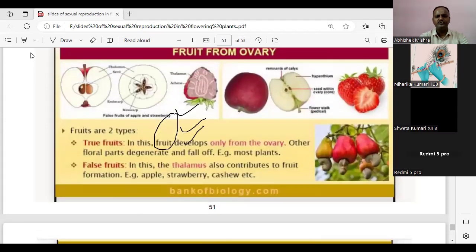There are two types of fruits. False fruit and the true fruit. If the fruit develops from the ovary, this is called the true fruit. And if the fruit develops from a part other than the ovary, like other parts of the thalamus, then it is called the false fruit. True fruits, like most of the plants, for example grapes or mango. But false fruits like apple, strawberry, cashew nut, these are the different false fruits.